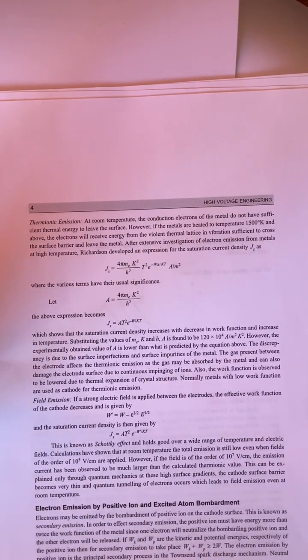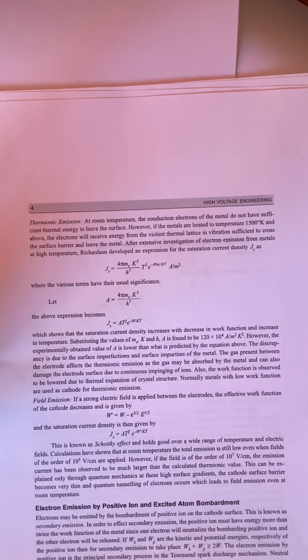So there is what we call thermionic emission. It means at room temperature, the conduction electrons in the metal do not have sufficient thermal energy to leave the surface. However, if the metals are heated to temperatures of 1500 Kelvin and above, the electrons will receive energy from the violent thermal lattice vibration, sufficient to cross the surface barrier and leave the metal.